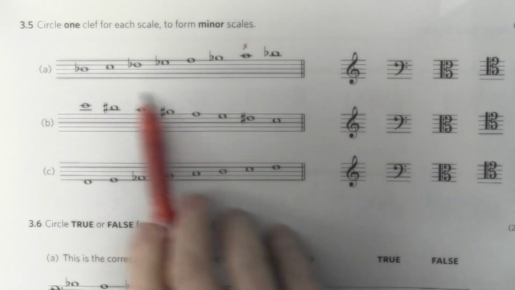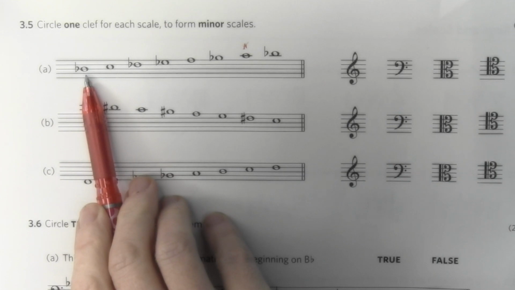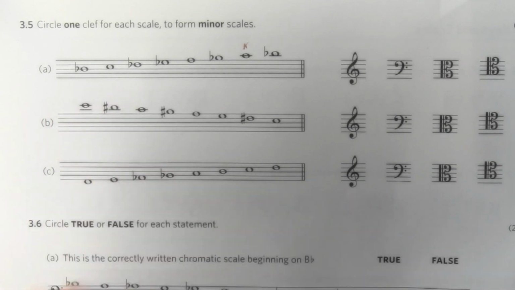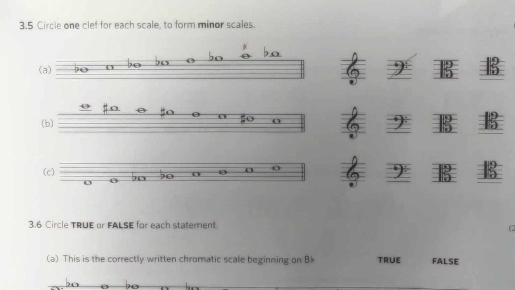In the bass clef, this note will be D. So D flat minor would be the relative minor of F flat major, but it doesn't exist. So we can exclude the bass clef.